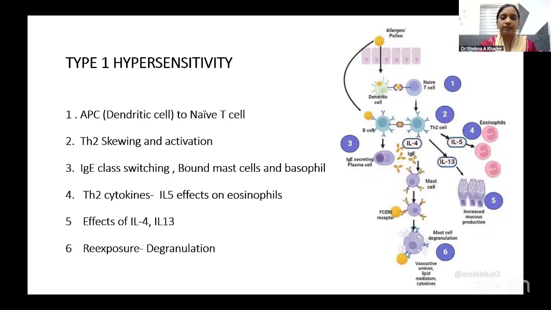And in allergy cases, there will be re-exposure. When there is re-exposure to a particular allergen, the mast cell and basophil get degranulated, releasing the mediators.